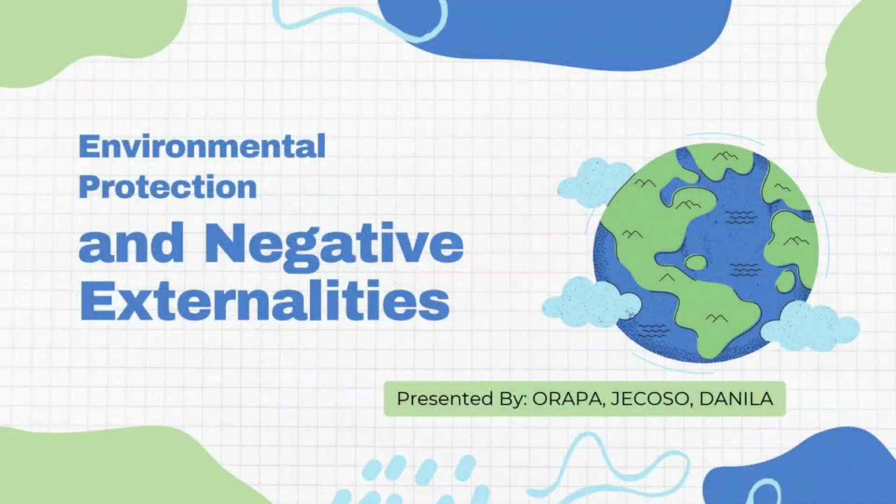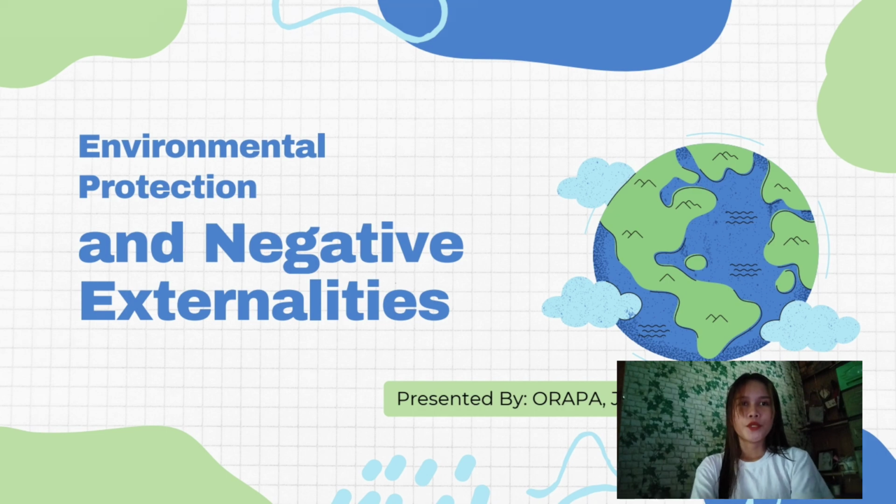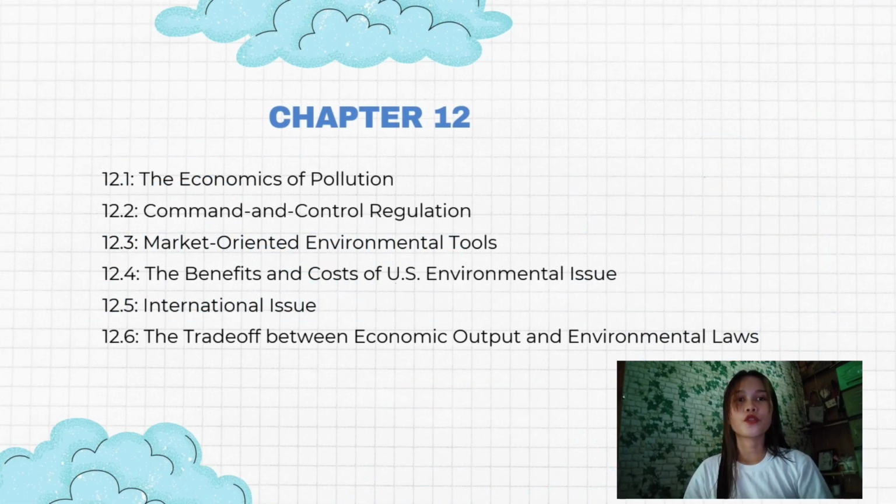I'm Aimil Groni Orapa and I am the first reporter of Group 11, which has the topic of environmental protection and negative externalities. In this topic, we are going to talk about the economics of pollution, command and control regulation, market-oriented environmental tools, the benefits and costs of US environmental issues, the international issue, and the trade-off between economic output and environmental loss.